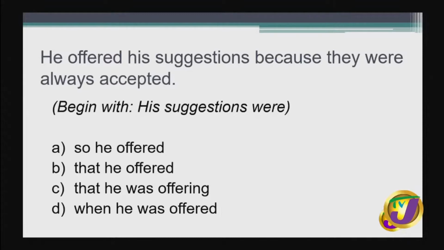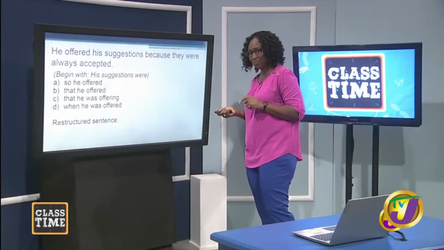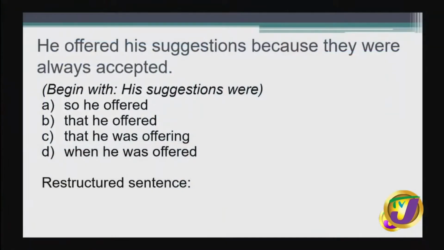So again, he offered his suggestions because they were always accepted. We're going to start with his suggestions were, and we concluded already, his suggestions were always accepted. So what are you going to use to follow that up now, to lead into the new sentence? Let's look. Ready to clap? Crying, don't know, clapping time.